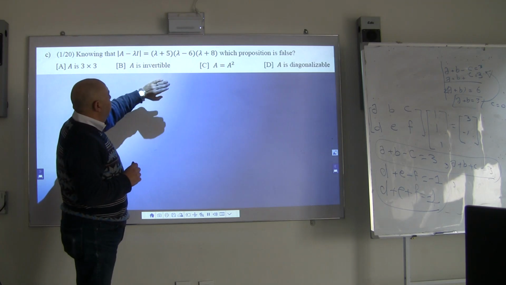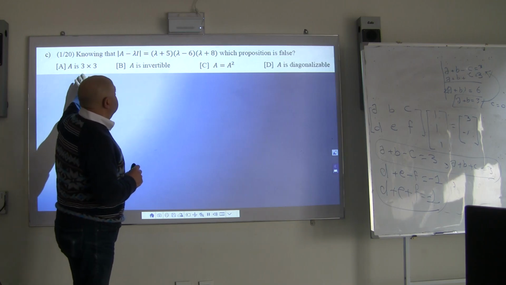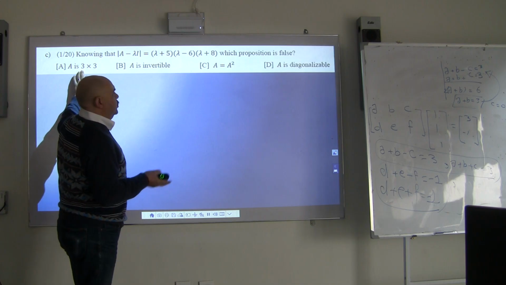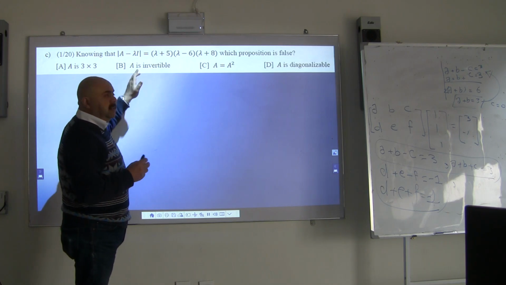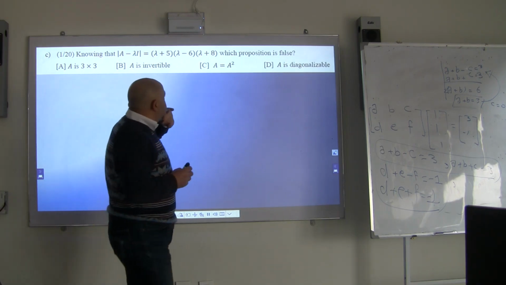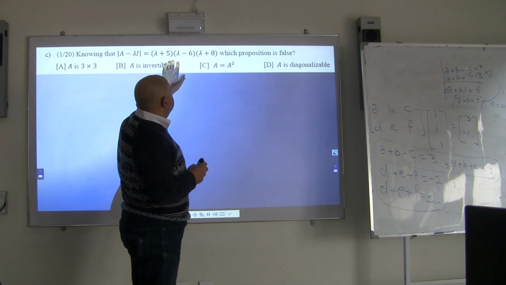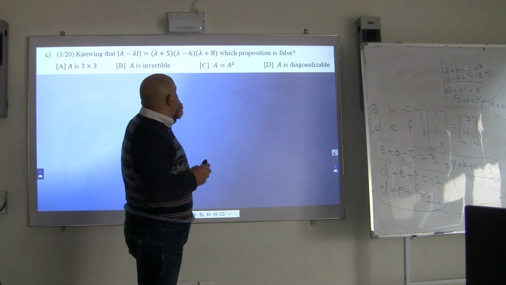Once I have these values, A is a 3 by 3 matrix, so this is correct. This is not what he is searching for. A is invertible? Yes, it's going to be invertible since you have these values. A equals A squared? A is diagonalizable since you have these eigenvalues and they are different from each other. So this one also is correct.